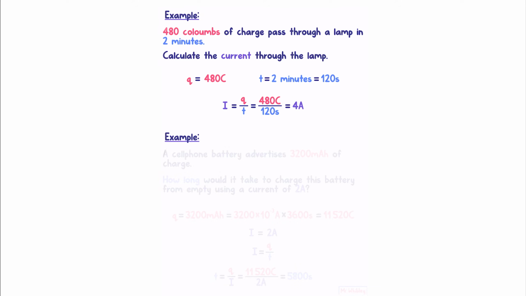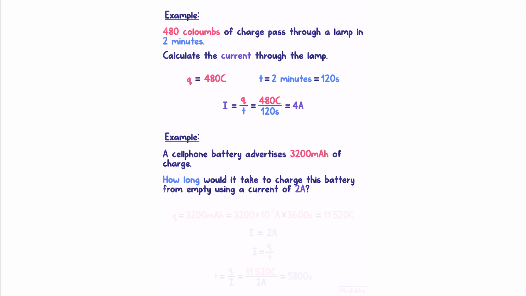For another example, a cell phone battery advertises 3,200 milliamp hours of charge. How long would it take to charge this battery from empty using a current of 2 amps? So our charge is 3,200 milliamp hours, which, although a kind of confusing looking unit, is really just 3,200 milliamps multiplied by an hour, which is 3,600 seconds. That together gives us 11,520 coulombs. Now we know that our current is 2 amps. To find the time, we can take our current equation, swap our I and our T around, put in our numbers, which gives us 5,800 seconds.